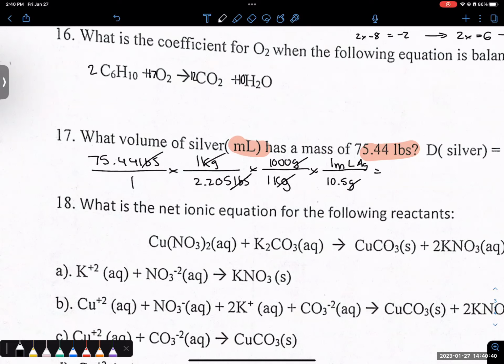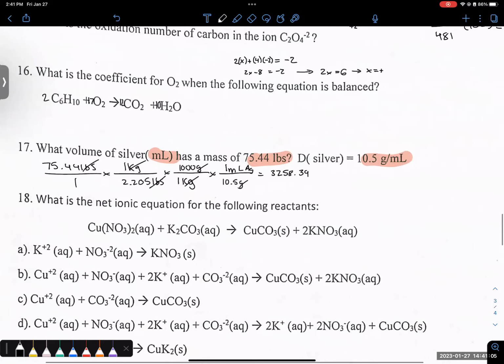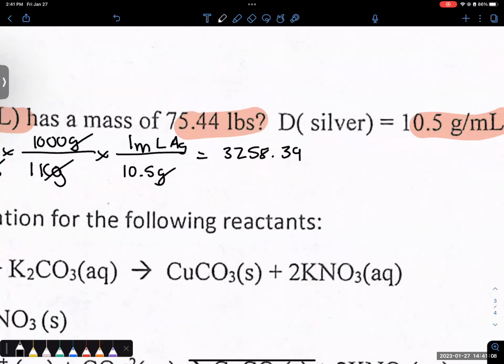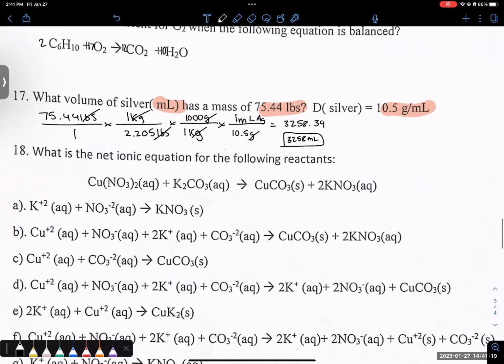Yeah. So did anyone get an answer on this one? Can't hear you. 3,000. Okay. Thank you. 3,258.390. All right. How many sig figs? 4. So what is this rounded? 3,258. Do we agree on that?